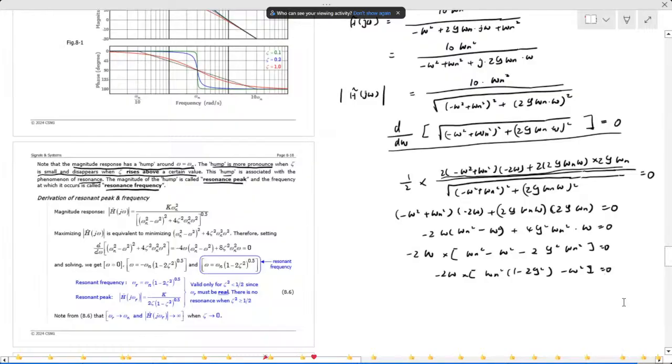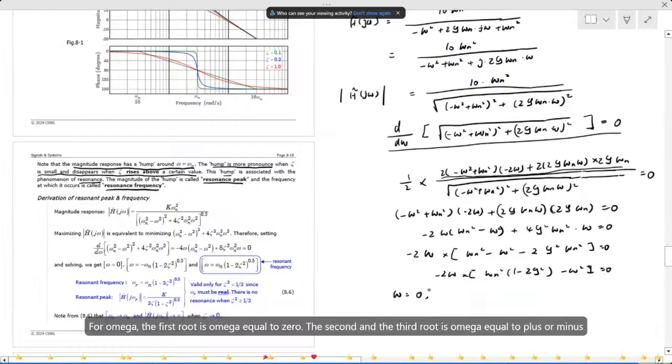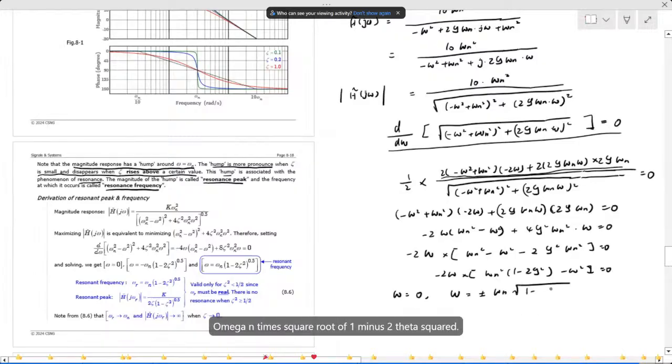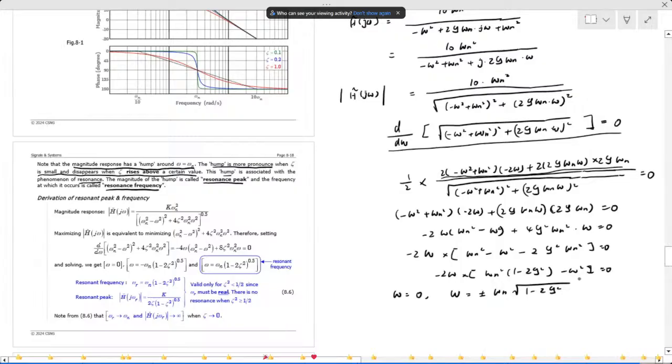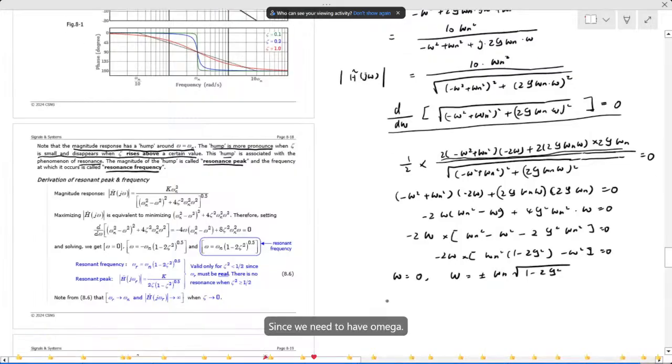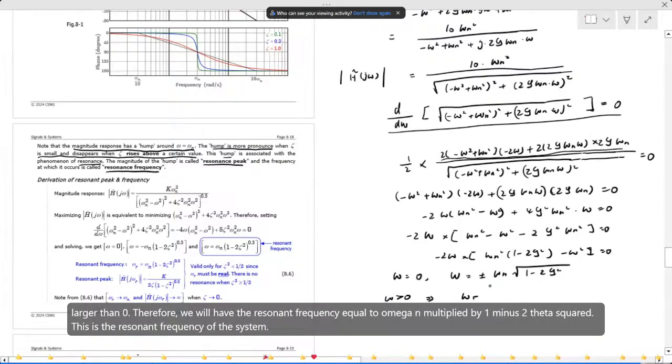So we will have 3 roots for omega. The first root is omega equal to 0. The second and the third root is omega equal to plus or minus omega n times square root of 1 minus 2 theta square. Since we need to have omega larger than 0, therefore we will have the resonant frequency equal to omega n multiplied by square root of 1 minus 2 theta square. This is the resonant frequency of the system.